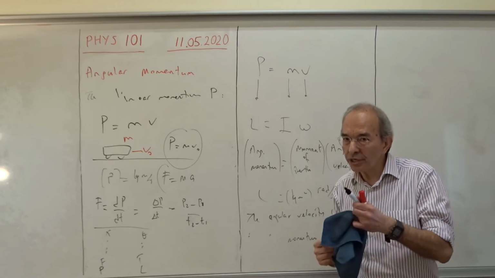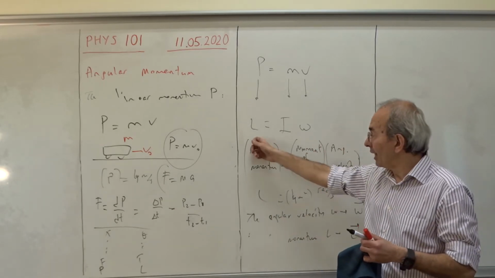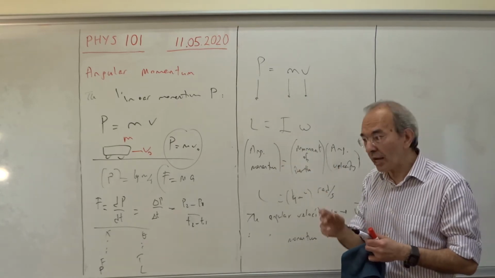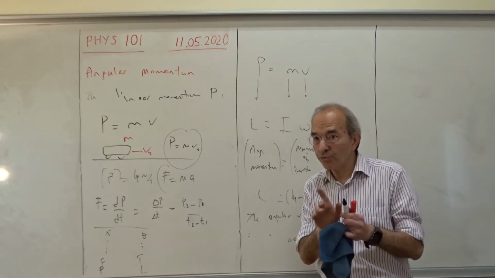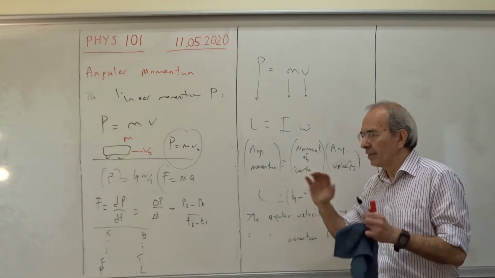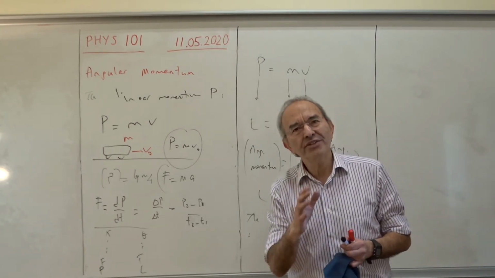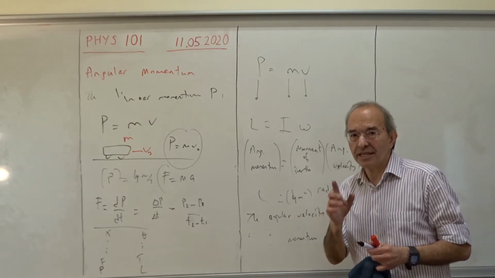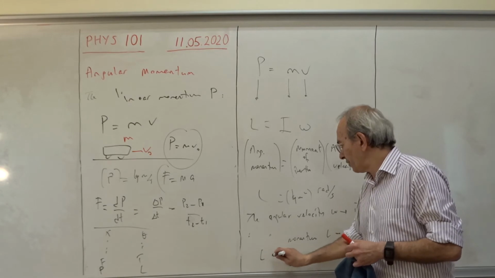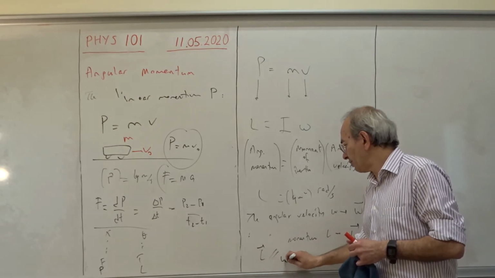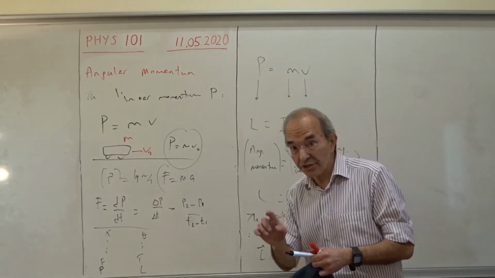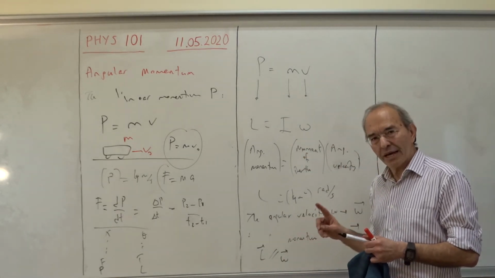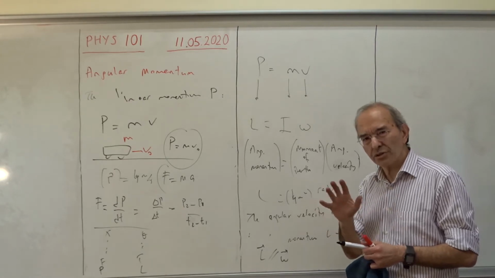So L may be a longer vector than omega because of this multiplication. In some cases they are not pointing in the same sense, but for the scope of Physics 101, we are interested in the cases where both L and omega point in the same sense, parallel vectors. So vector L is parallel to vector omega in general. Of course, there are other cases where they do not point in parallel, but they are outside the scope of Physics 101.